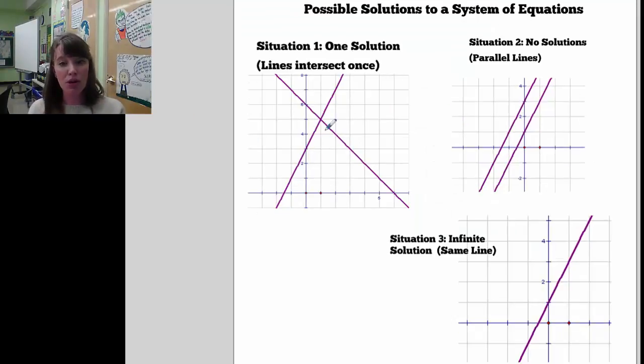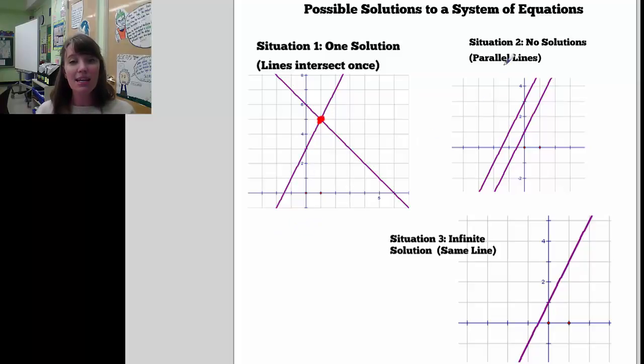Okay, there's three things that can happen when two lines are drawn on the same graph. Situation number one is that there's one solution. So this looks like the lines only intersecting once. This is a system of equations that only has one solution.